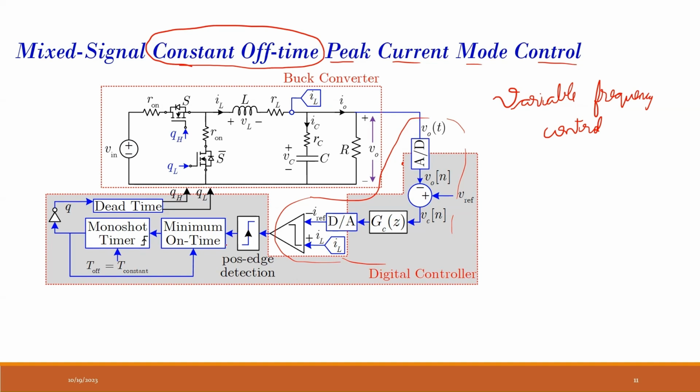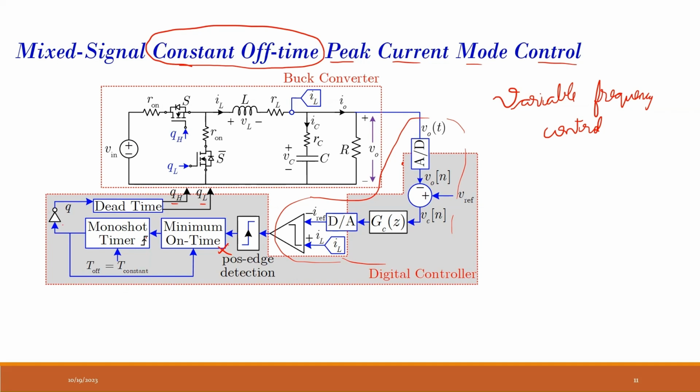No, this logic is a bit wrong. There's a monoshot timer which will be off for the required off time. We must also make sure that a minimum on time logic is present, so that even though the positive edge comes, it will not just turn it off. That logic is present, and with the required dead time, it will generate your high side signal and low side signal. So this is how constant off time peak current mode control is done.